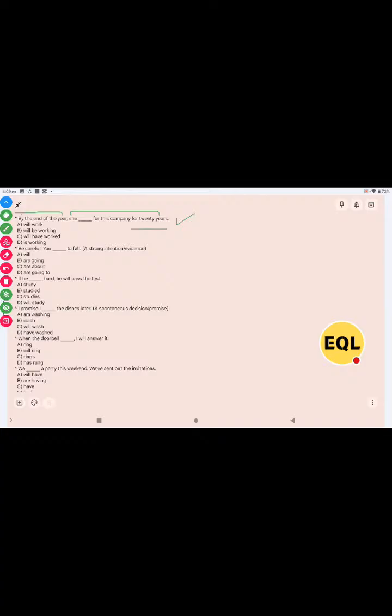So, whenever you have time, and the symbol is by the, if you have by the and then next the time, then do use future continuous tense, because he's talking about the future plan, that by the end of this year she will be working for the company for 20 years. So this is the answer to this question. I hope I'm clear. Next is this one.